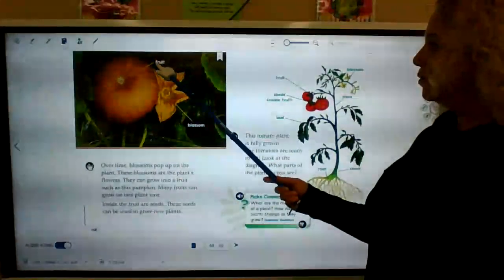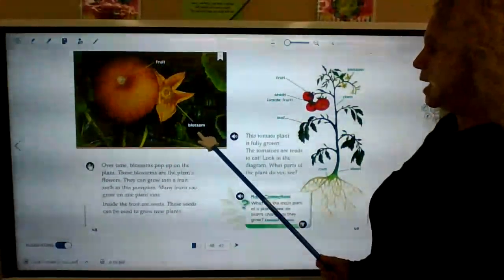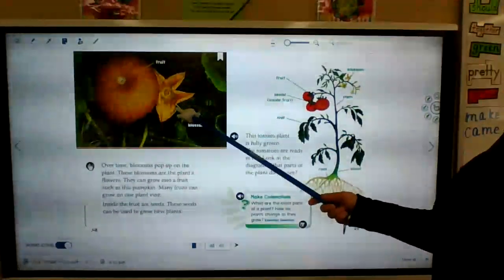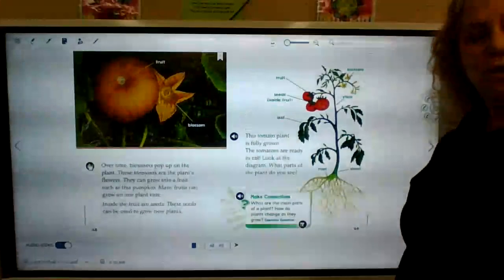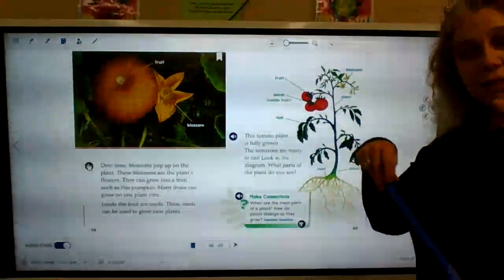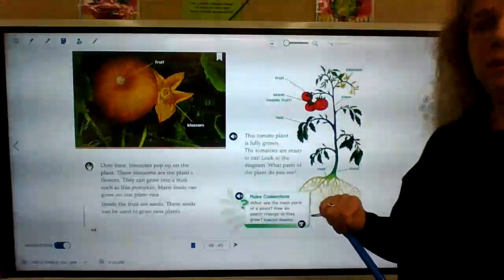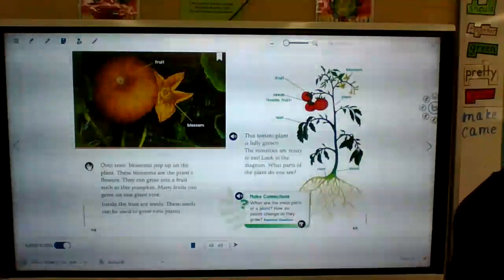And then we have fruit, blossom. So the blossoms that are the flowers turn into the fruit. Just like on an apple tree, when it blossoms, those flowers turn into apples. The apple grows from that.